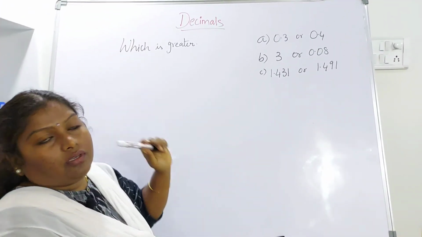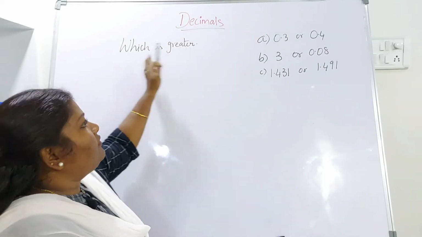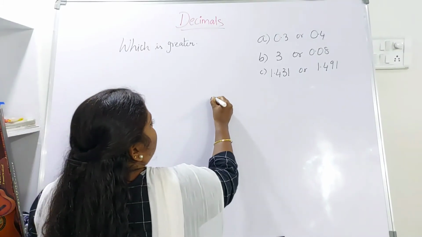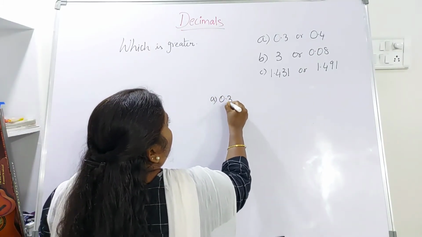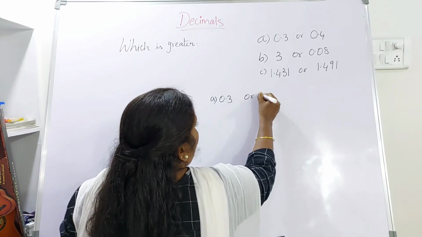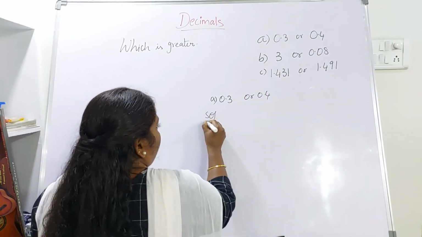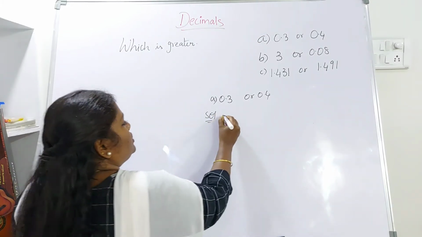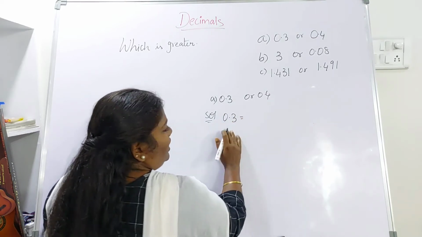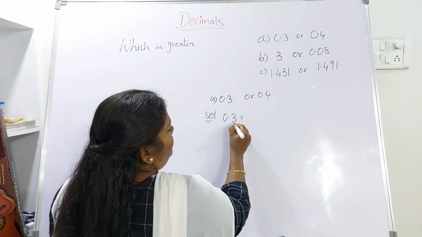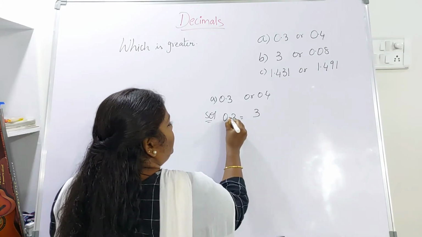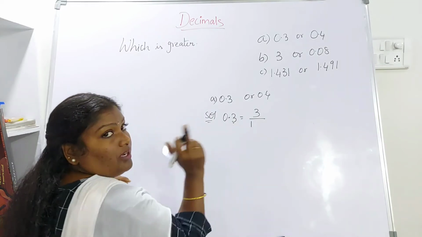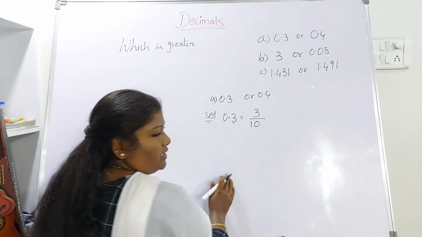So here we are going to compare the decimal fractions. So here we have to compare and say which is the greater one. So let's start with the first one. So the first one is, is 0.3 greater or 0.4? So first one, let us convert this decimal fraction into a normal fraction. So it is 0.3. I'm converting into fraction, that is you have a number here, that is 3. After the decimal point, write 1. After the decimal point you have only one digit, so this is 3 by 10.